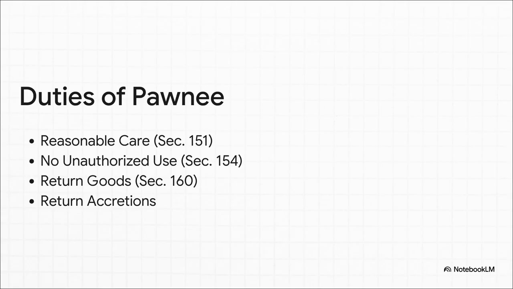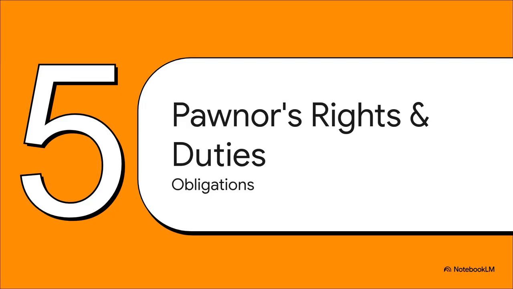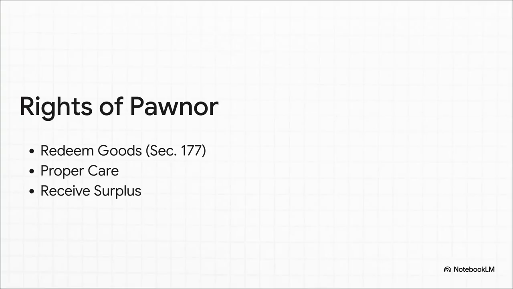For example, if the pawnee receives a cow as a pledge and that cow gives birth to a calf, the calf is an accretion. The pawnee must return both the cow and the calf upon repayment. Do not bury these distinct duties in a messy paragraph. Number them clearly 1 through 4. Section 5. Pawnor rights and obligations. I demand your full attention for these final rights. Copy this down.